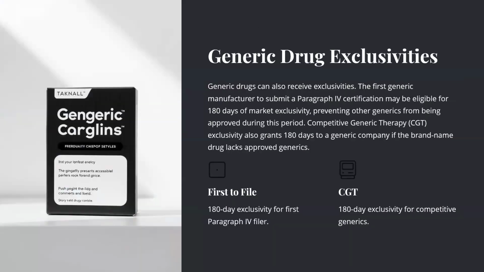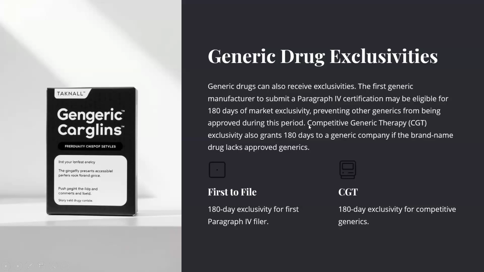But when we talk about generic drug exclusivity, okay, not just new drugs, but generic drugs also get exclusivity, although it's for a shorter period of time, but they also do get the exclusivities. So the first generic manufacturer to submit a paragraph 4 certification, like I told you, if you're submitting paragraph 4 certification, you are challenging the already patent holding manufacturer. So the first generic manufacturer to submit a paragraph 4 certification may be eligible for 180 days of market exclusivity, preventing other generics from being approved during this period.